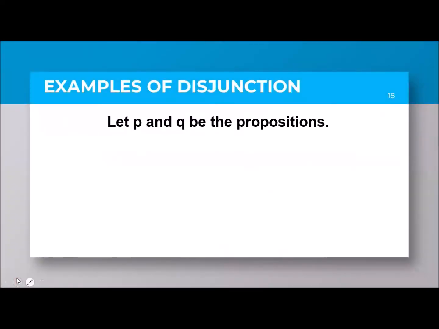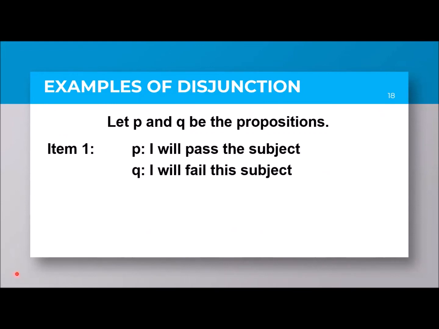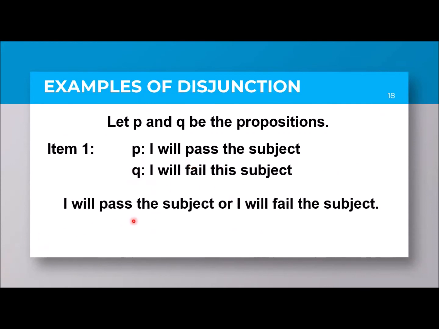Now this is the example. Let P and Q be the propositions. Item 1. P, I will pass the subject. Q, I will fail this subject. The statement, I will pass the subject or I will fail the subject. Like what we've done a while ago.